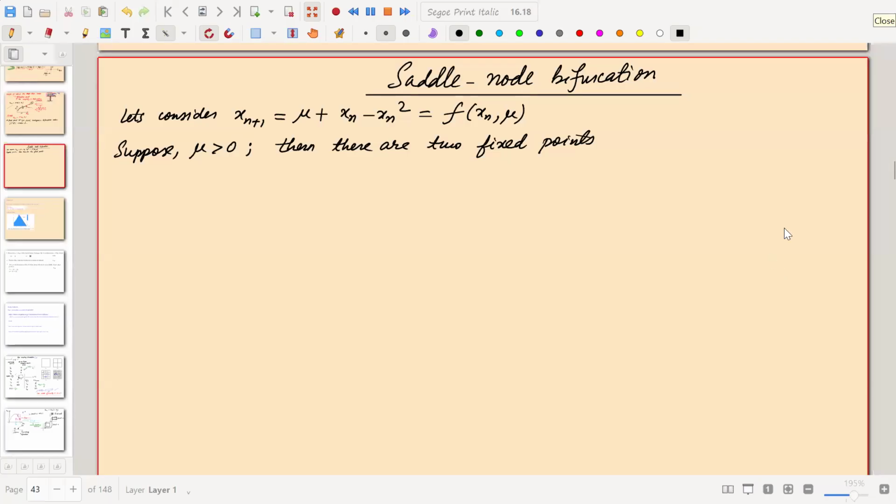Okay. So how many fixed points are there? There are two fixed points. Why? How can we know? Can you find this, x star equals f of x star? So what do you get? x star equals mu plus x star minus x star square.